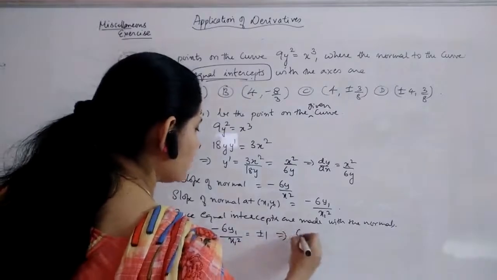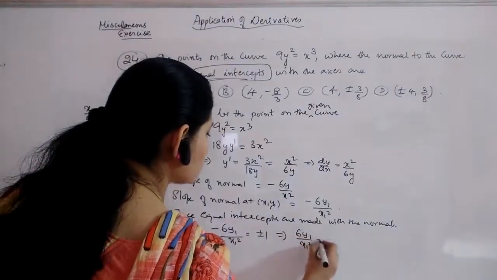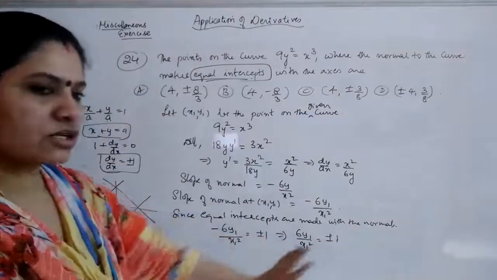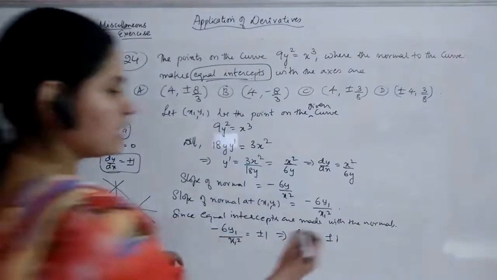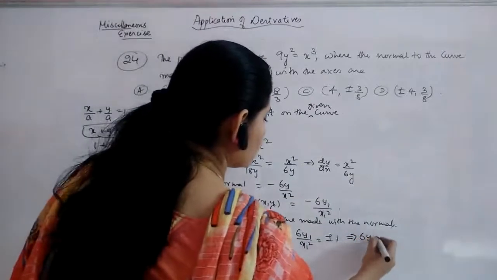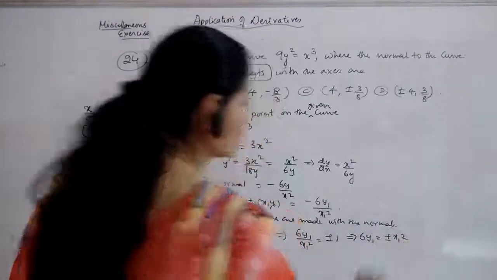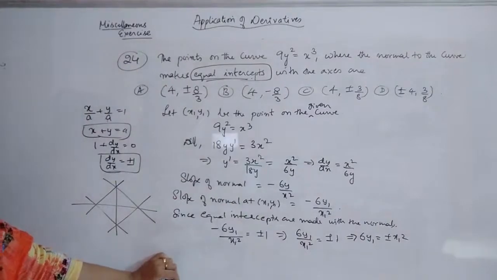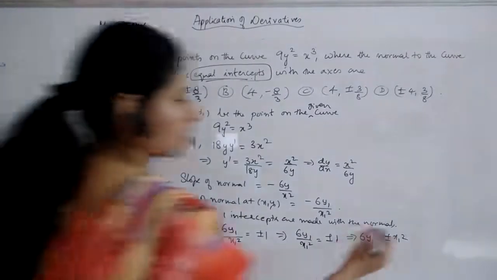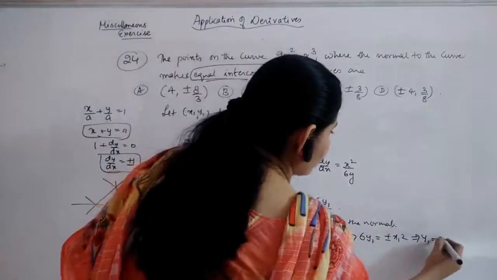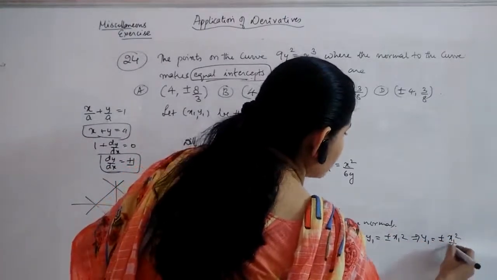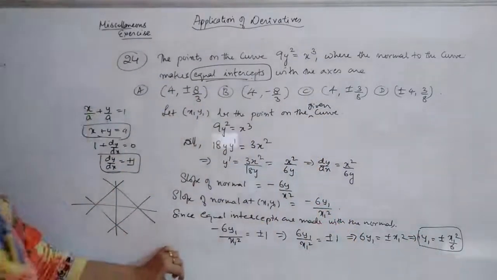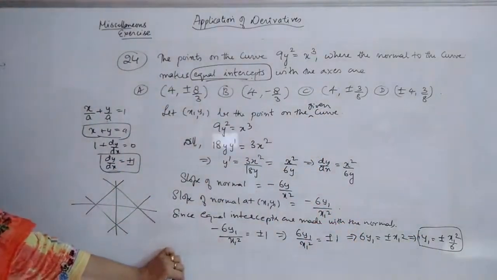Both the options are coming. So 6y1 by x1 square is equal to, again, plus or minus 1, I am writing for the ease. You can write minus or plus also. Okay, and this will give you 6y1 is equal to plus or minus x1 square. Right? 6y1 is equal to plus or minus x1 square, or y1 is equal to plus or minus x1 square by 6.